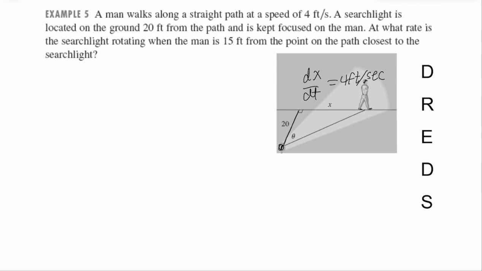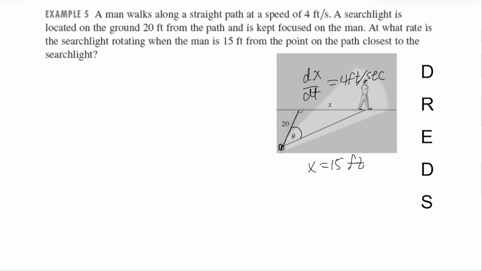Don't give it a variable, because dt is 0, so you don't need it. This is where I want you to put a theta. That searchlight is rotating, kind of following the man. It says the searchlight is rotating when the man is 15 feet, so when x is 15 feet from the point on the path closest to the searchlight, which is this little point right here. He's 15 feet away.